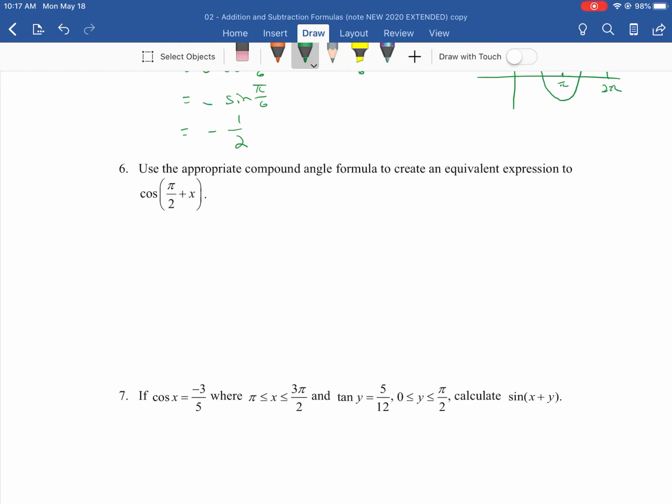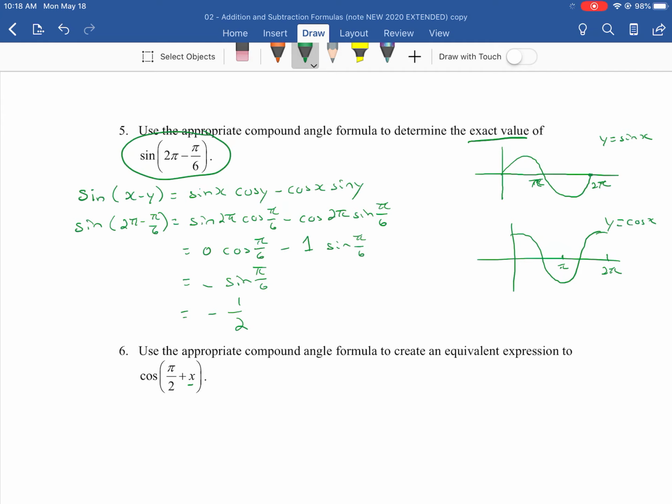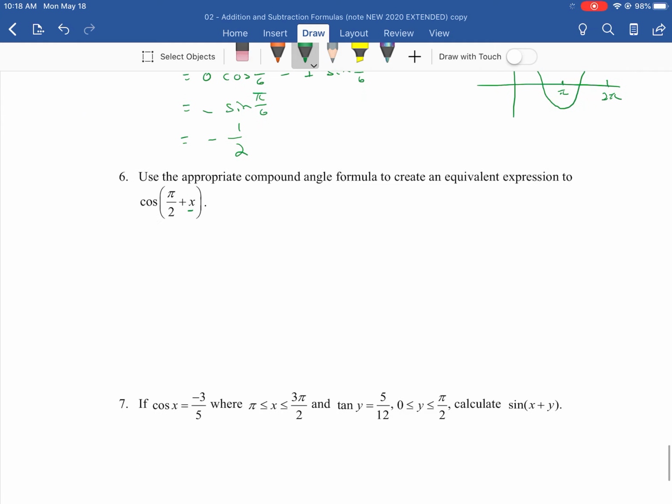This one says use the appropriate angle formula to create an equivalent expression to cos of pi over 2 plus x. And why they say equivalent expression is there's an x in there. I won't be able to evaluate an answer here. It'll have x's in it. And this, in last day's homework, would have been a very difficult question, because it would have been tough to draw the angle. It would have been tough to get the related acute angle. There would have been lots of tough steps here.